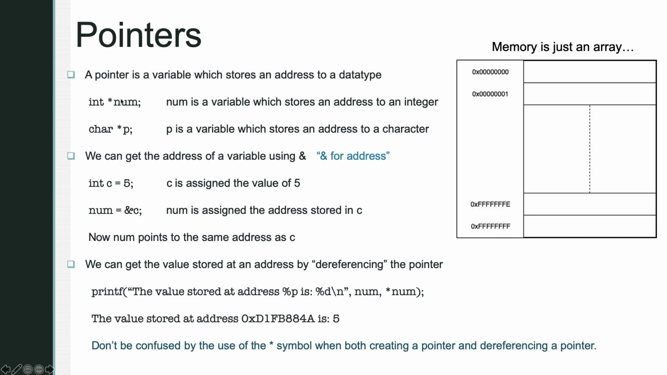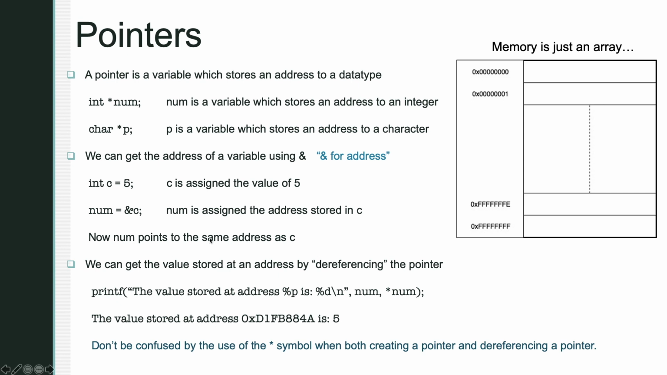Since we already have this pointer to an integer here, num is a variable which stores an address to an integer, we can get the address of c and store it in num. So we're saying num now stores the address of c. So now num points to the same address as c. I hope that's clear. I will explain more with some more examples.